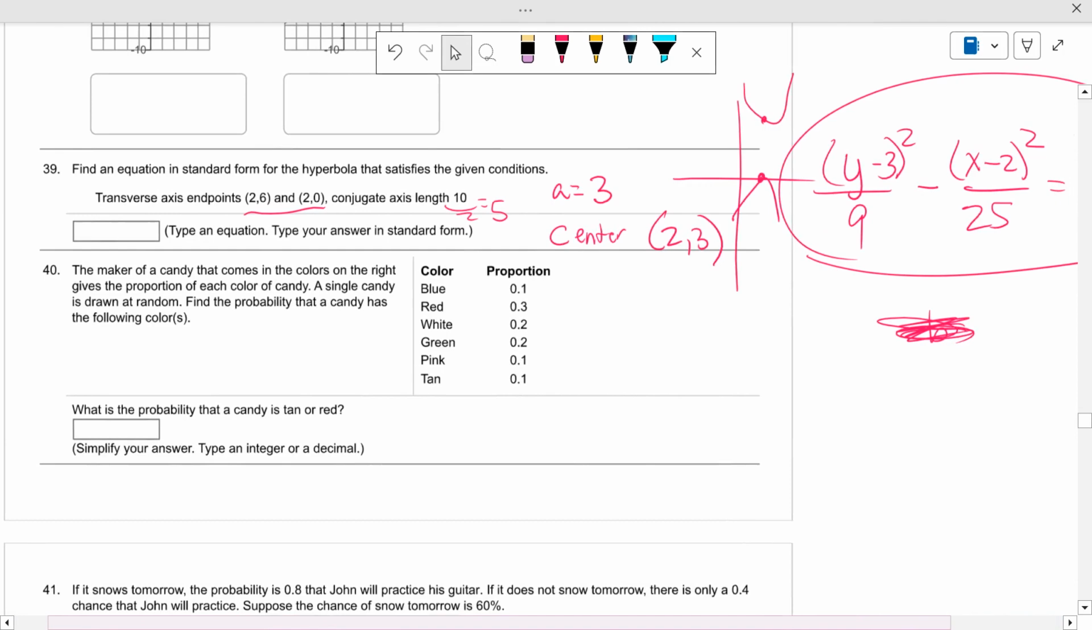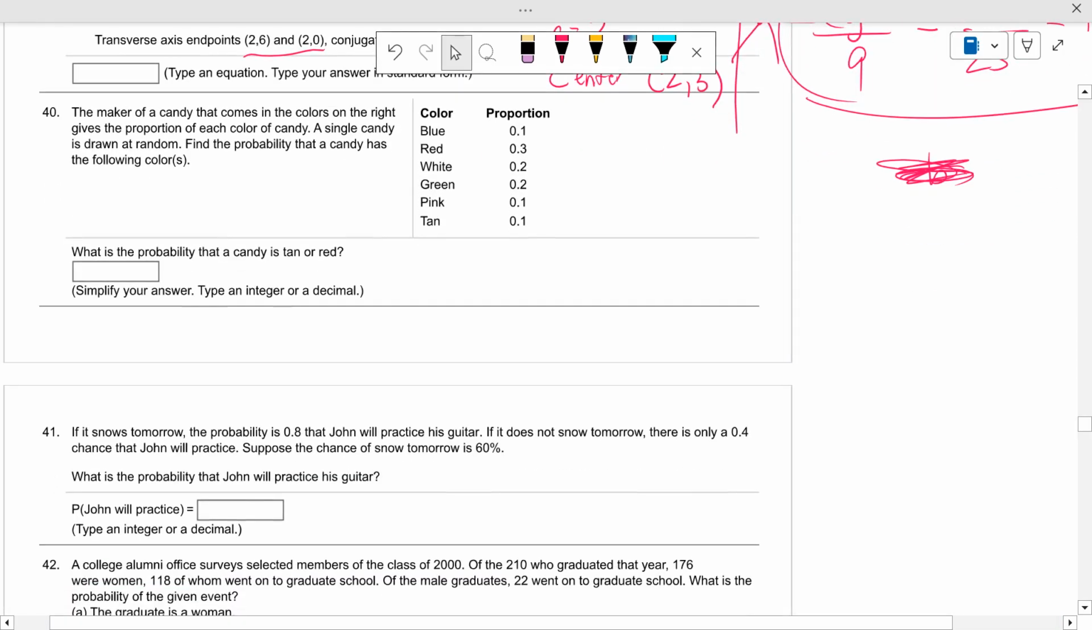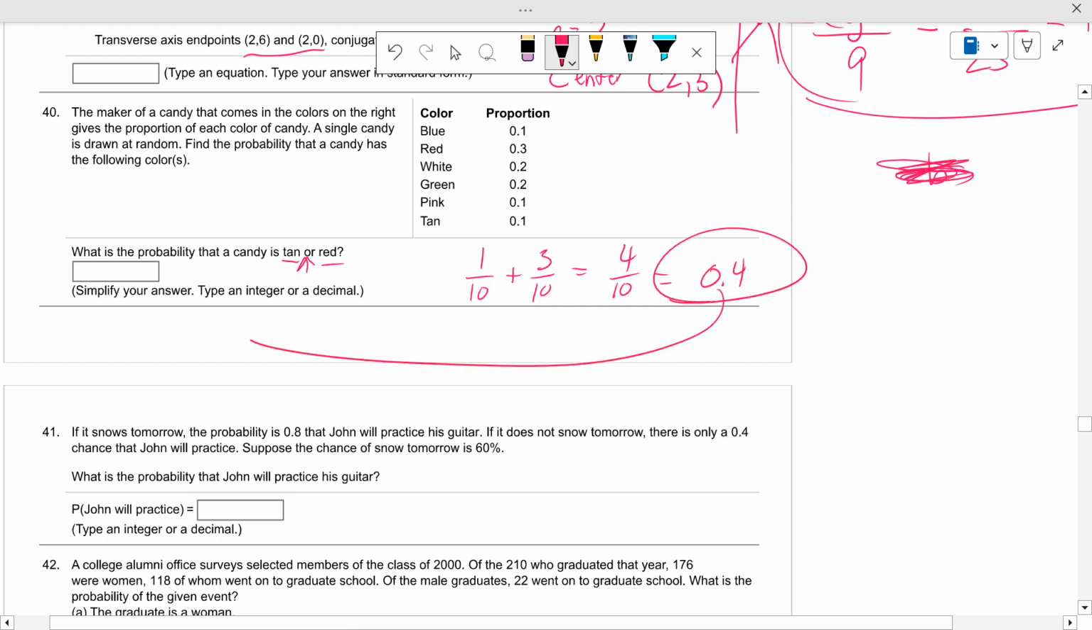Okay. And then the last ones were from chapter 10 that we did before this chapter 8. Okay. Basic probability. What's the probability? Tan or red. What does or mean? Add them. So tan is 1 out of 10. Red is 3 out of 10. So you get 4 out of 10 or 0.4. Type an integer or decimal. Well, that's a decimal. Okay.